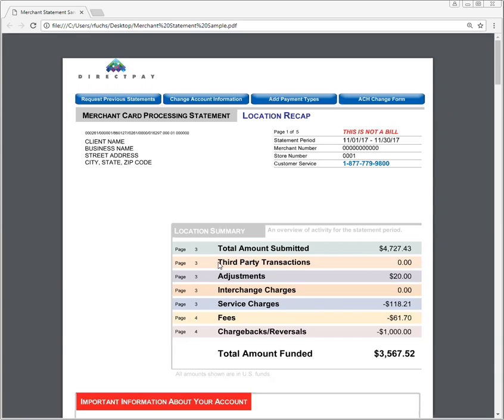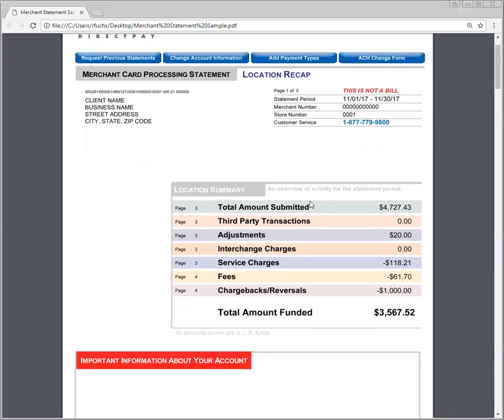Now, let's take a look at what you can expect to see on your statement. The first page of each statement will be comprised of a summary for that month's charges, starting with the total amount submitted. This displays the total transactions ran for the month for all card types you accept prior to any fees being taken out. The next row will show the total amount for any third-party transactions that were run. Third-party transactions consist of American Express transactions.